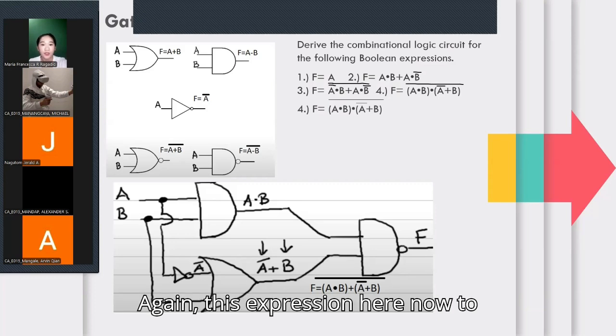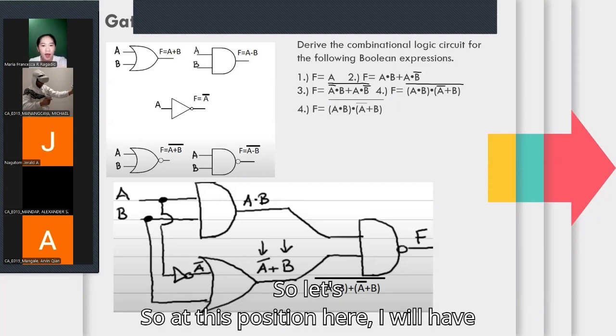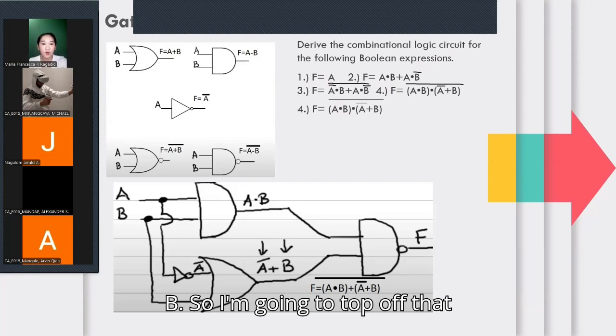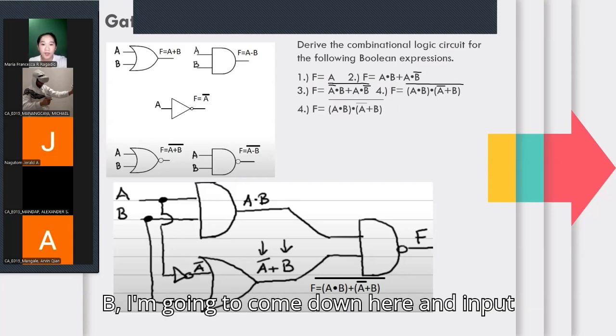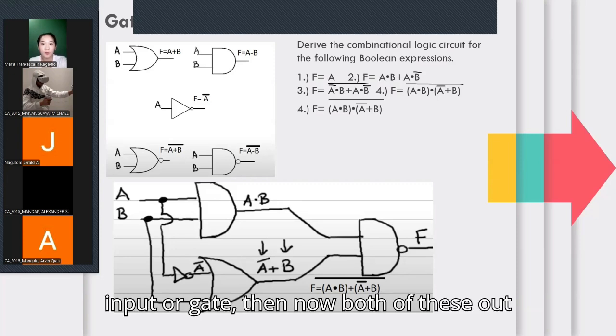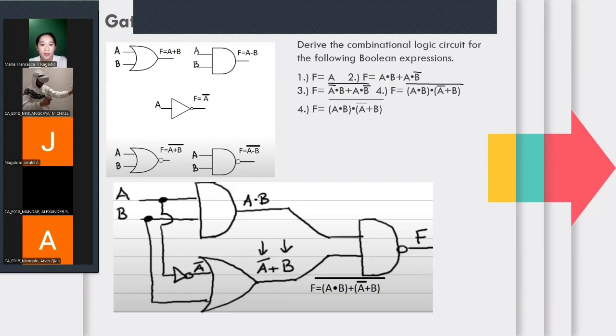Again, to achieve that expression, I know my one input is going to be NOT A, and the other input is going to be B. So at this position here, I will have the NOT A, and the other input is B. So I'm going to tap off that B, come down here and input that to the other input of this two-input OR gate. Then both of these outputs are going to go through an AND gate.